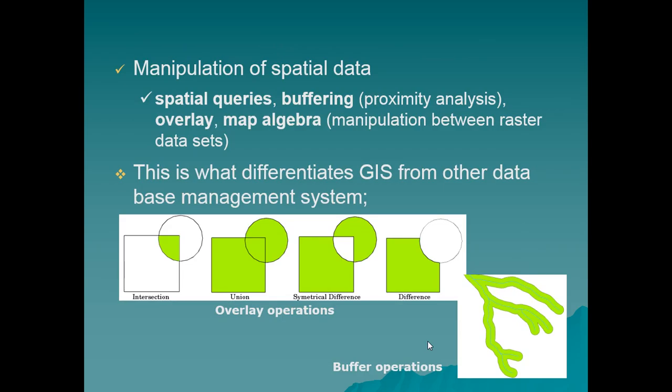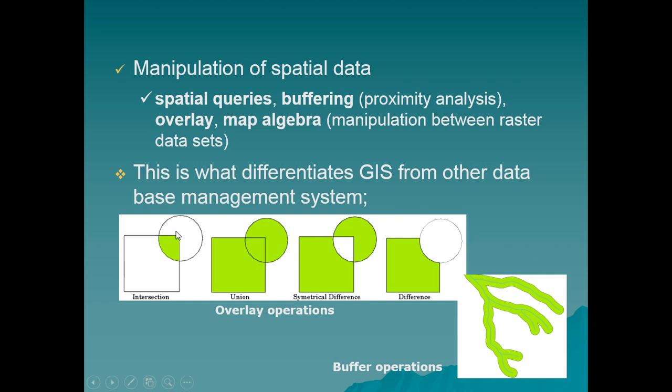Okay, so we continue. What are some of the ways that we can manipulate spatial data? We have done some spatial queries already, according to the labs that you would have completed. Spatial queries may involve examples like intersections. What features intersect each other?